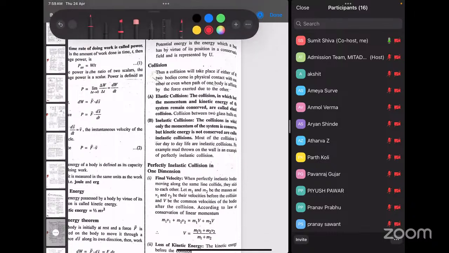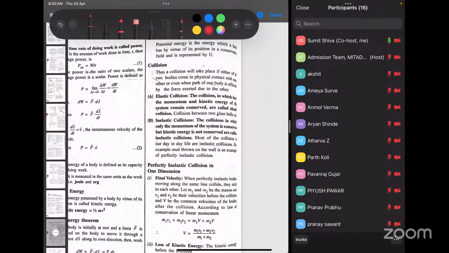What is collision? In physics, collision means interaction. The word collision, in the dictionary sense or in literature, may mean that two objects or two bodies have to be in direct contact, and only then we will consider it as collision.